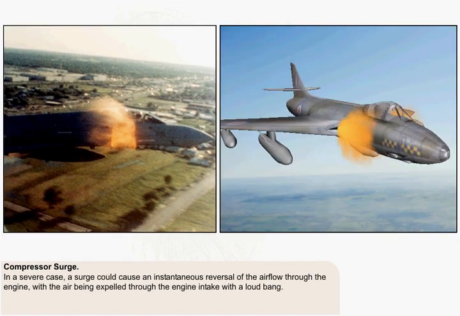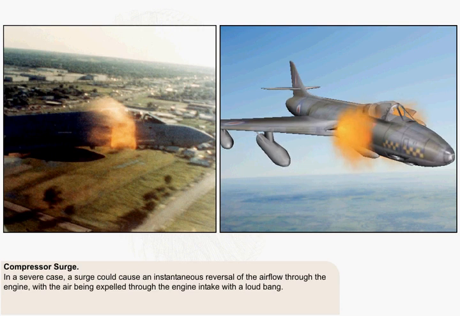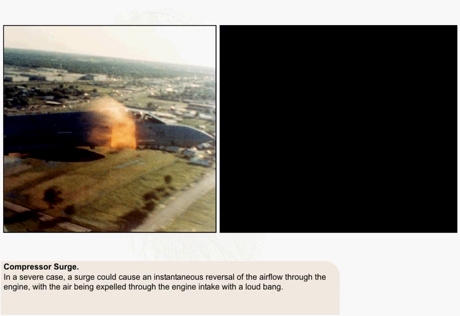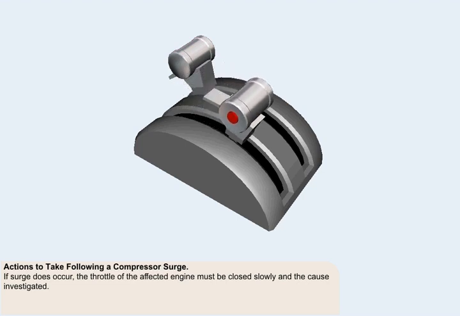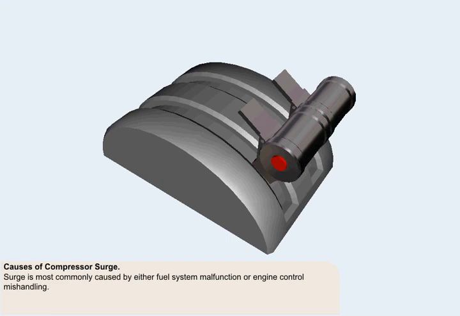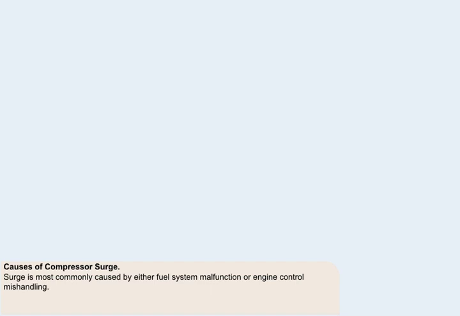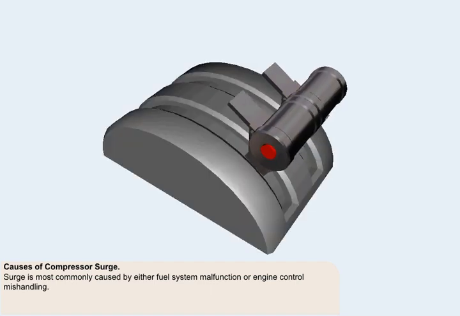In severe cases, a surge could cause an instantaneous reversal of the airflow through the engine, with air being expelled through the engine intake with a loud bang. If surge does occur, the throttle of the affected engine must be closed slowly, and the cause investigated. Surge is most commonly caused by either fuel system malfunction or engine control mishandling.